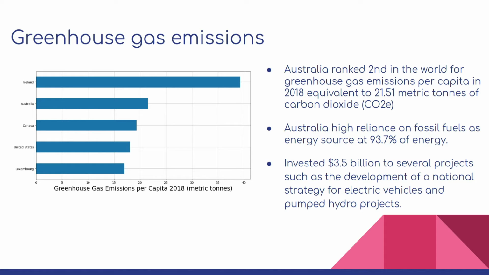In the years 2018 to 2019, 93.7% of energy was from fossil fuels such as gas, oil, and coal. Aiming to reduce this figure, the Australian government has invested 3.5 billion Australian dollars in several projects, such as the development of a national strategy for electric vehicles and pump hydro projects. In fact, just recently, New South Wales scrapped the taxes on electric vehicles because they want to encourage the use of electric vehicles on the road.